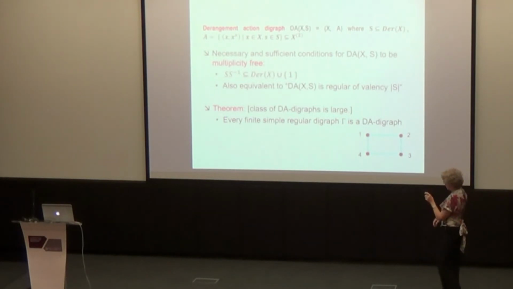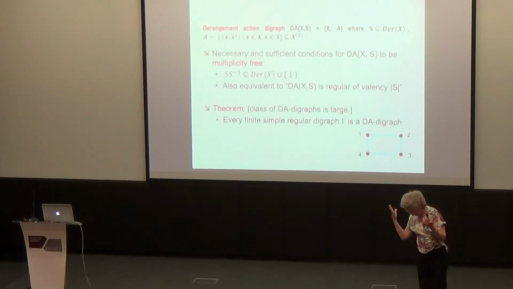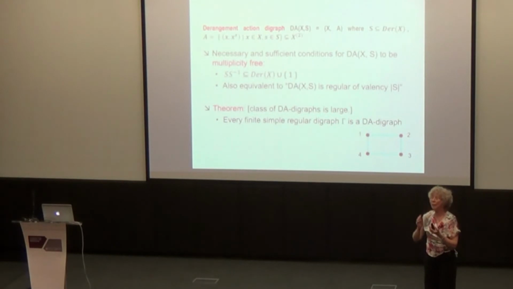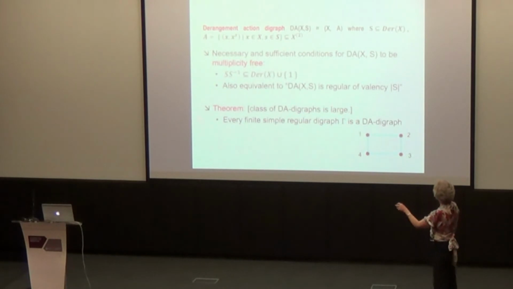We proved, and I'd like to explain a little bit of how we did it, because I think I forgot to mention that we would love our work to apply to possibly infinite digraphs, but I want the set S to be finite, so all the valencies are going to be finite. And some of our work does and some of it doesn't. So here's our first theorem. We can prove that every finite, simple, regular digraph is a DA digraph.